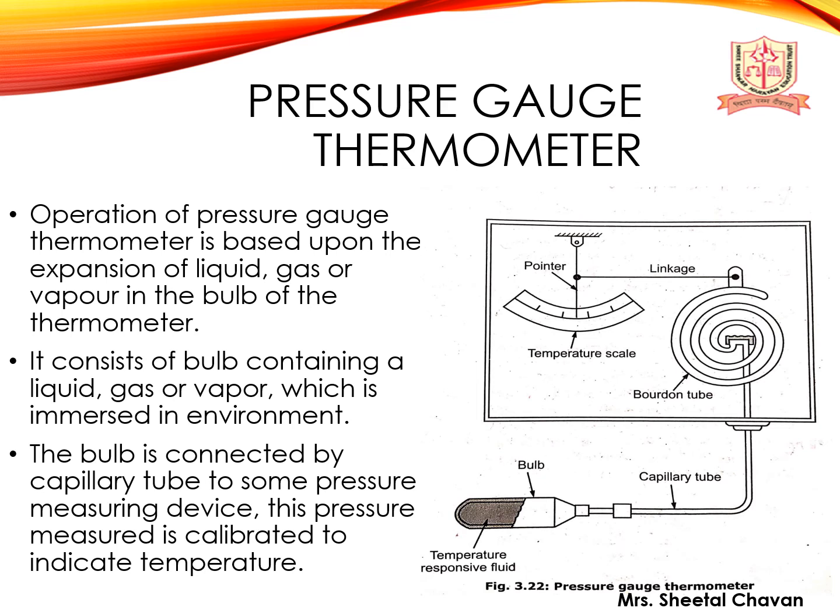So this is the diagram of pressure gauge thermometer, which consists of bulb at the bottom which is connected to the capillary tube, and capillary tube is connected to Bourdon tube, and through the linkage it is connected to the pointer, and pointer shows the deflection on a temperature scale.